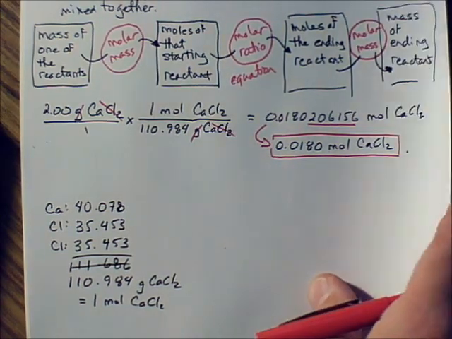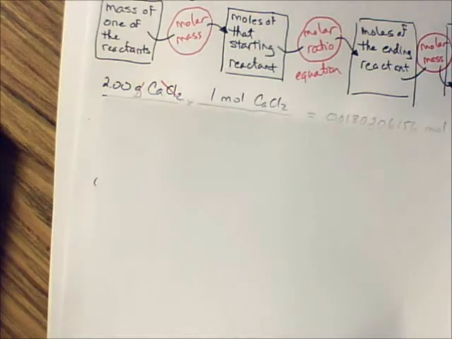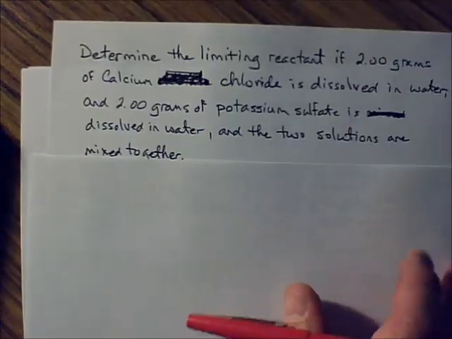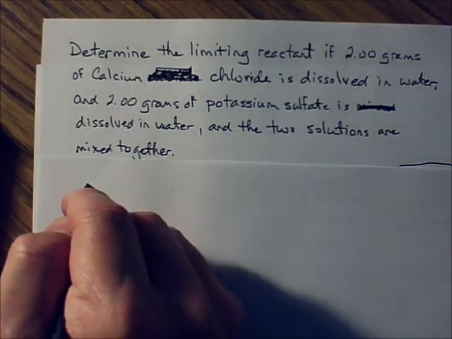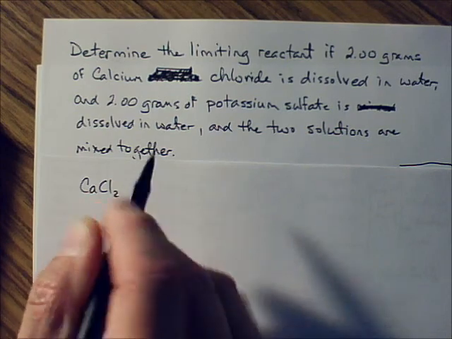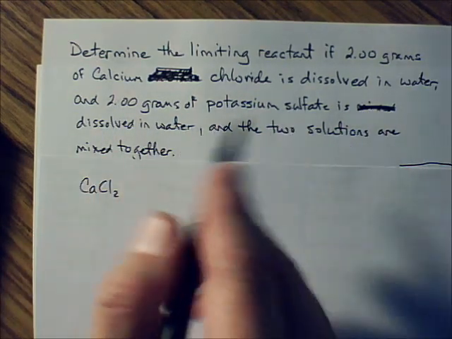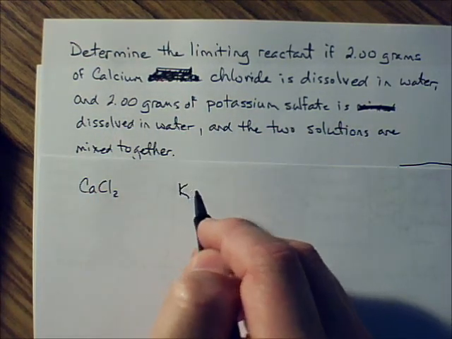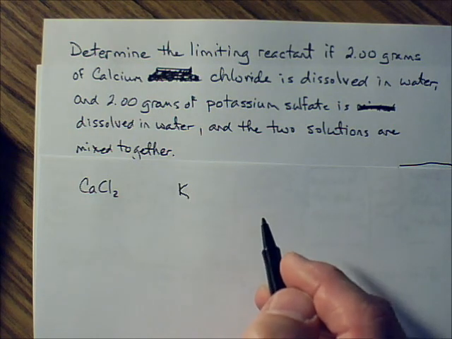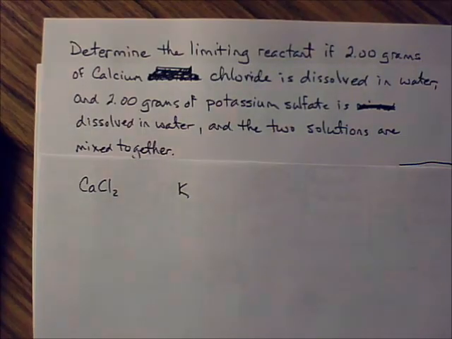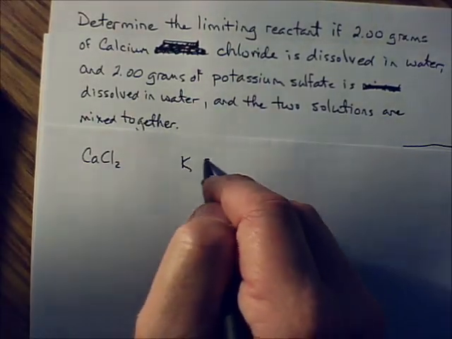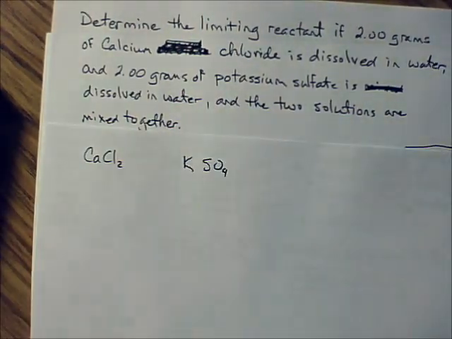Okay, so let's balance this equation based on what the problem tells us. So the problem tells us that we're going to have 2 reactants. We're going to have calcium chloride, and we're going to have potassium sulfate. Potassium is K, sulfate is SO4. Get my test references over here. We need to figure out how to balance that formula.